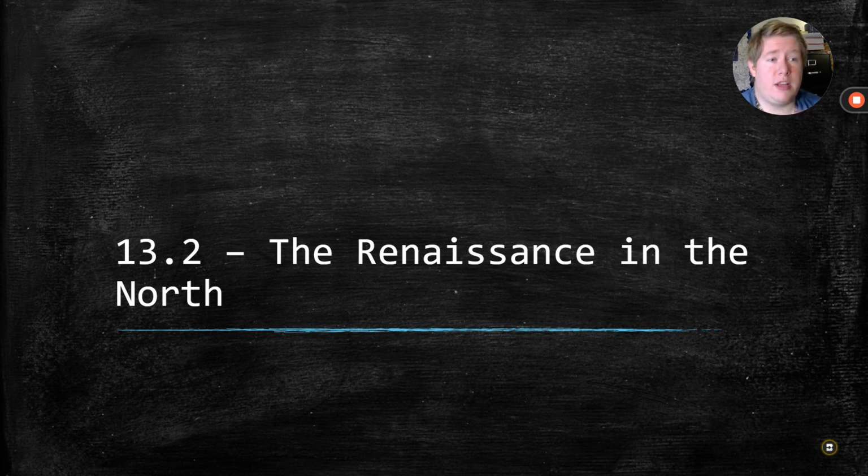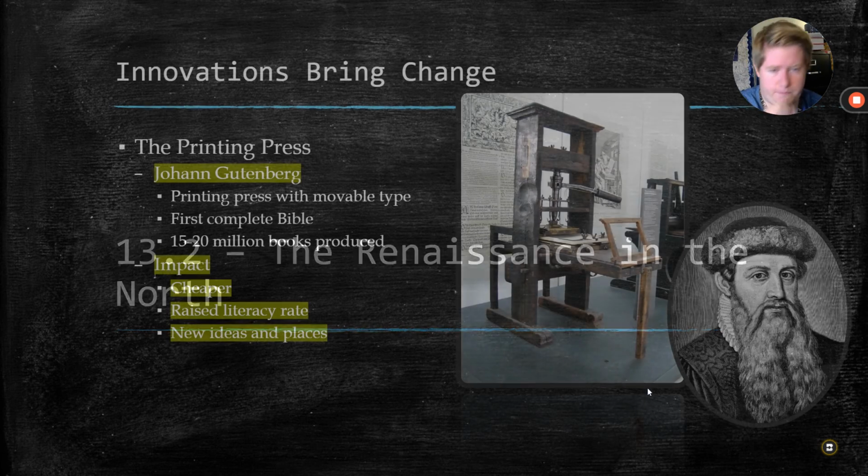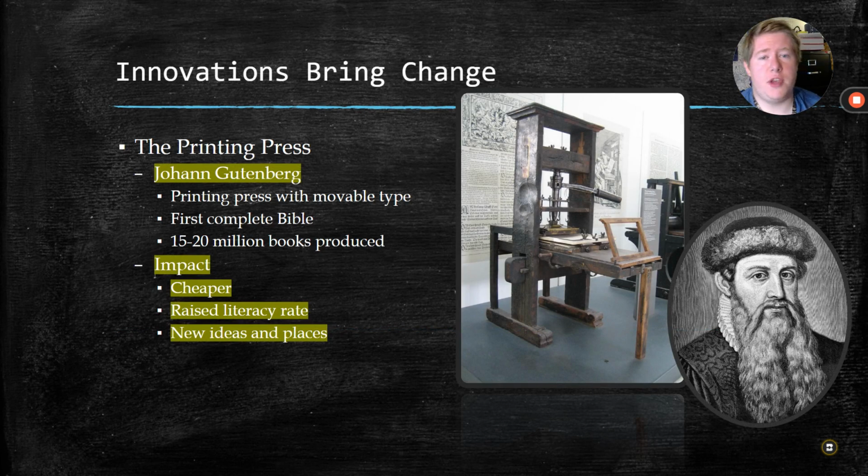So our lesson for today, we're going to be looking at how the Renaissance influenced Northern Europe. So primarily what will become England, France, Germany, that general region. So one of the first things we have to talk about is the printing press. Developed by Johann Gutenberg, this gentleman right here. He will make the printing press with movable type. He's also the first to complete a copy of the Bible.